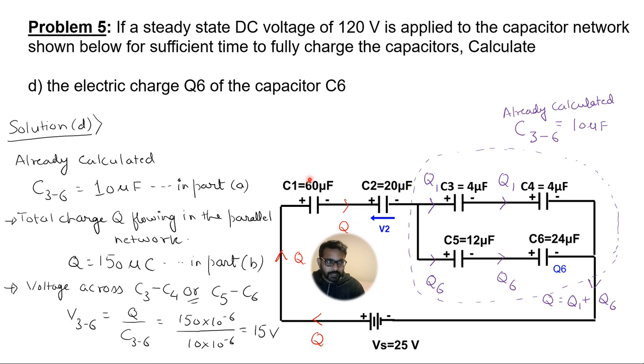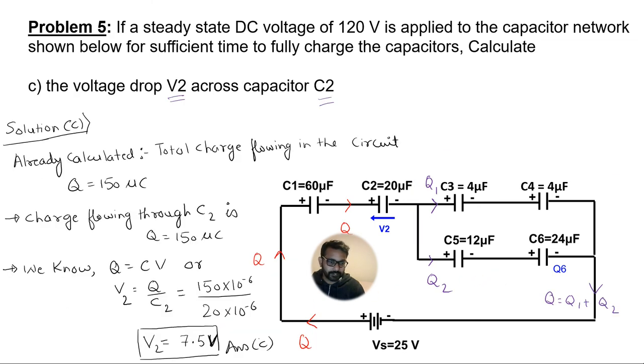Now, in the last part, or in part D, we have to calculate the electric charge Q6 of the capacitor C6. So let's find that. Capacitor C6 is here, and we have to find the charge Q6. Okay. So again, basically we have the same formula which we can use again.